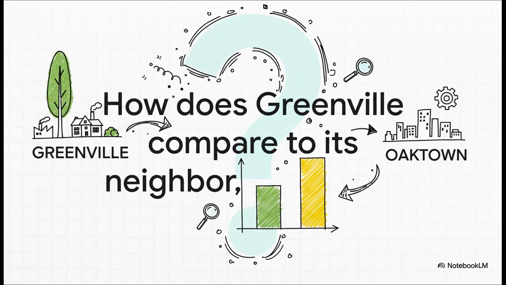So the plot thickens. The governor gets wind of this situation in Greenville, and now she wants a state-level view. She asks a pretty simple question. How does Greenville's problem compare to its neighboring city, Oaktown? So now our challenge is to compare two large data sets quickly and effectively.